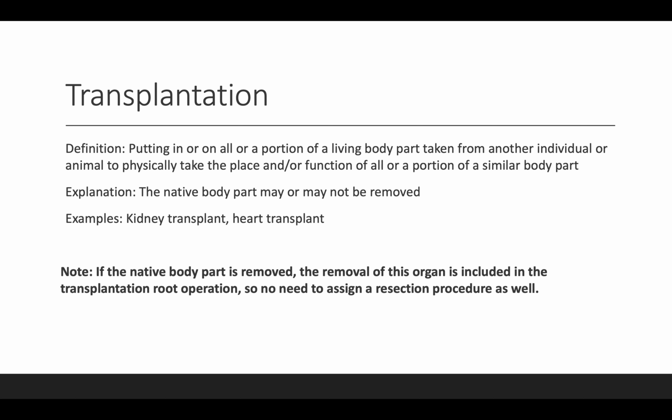Root operation transplantation. The definition is putting in or on all or a portion of a living body part taken from another individual or animal to physically take the place and or function of a portion of the similar body part. The explanation is that the native body part may or may not be removed. Most of the time it is removed. For example, if you're doing a kidney transplant, heart transplant, or liver transplant, the damaged tissue is removed, and that also is included in this root operation.